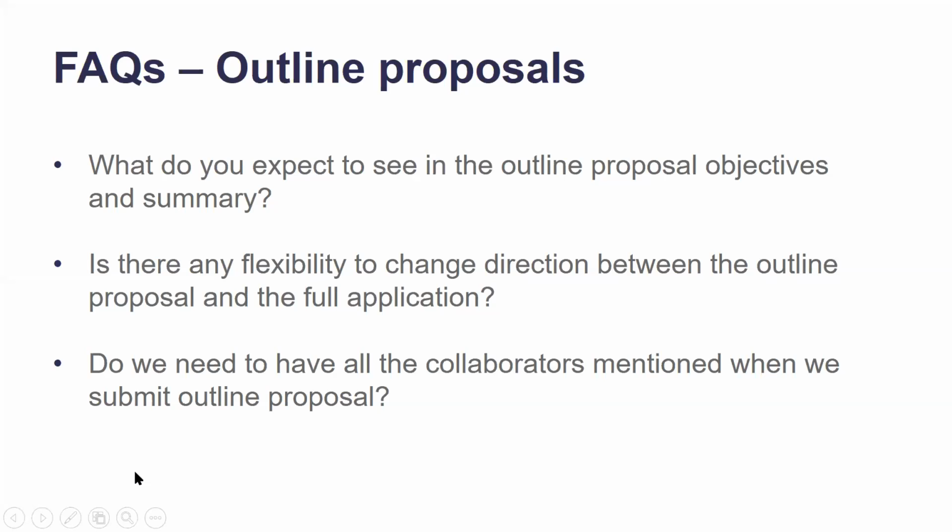So questions on the outline proposals that we get asked a lot. What do you expect to see in an outline proposal, objectives and summary? So we expect to see a couple of clear objectives, what you want to achieve with the work, but they don't have to be perfected to the letter. They can be a kind of general overview of what you're looking to achieve.